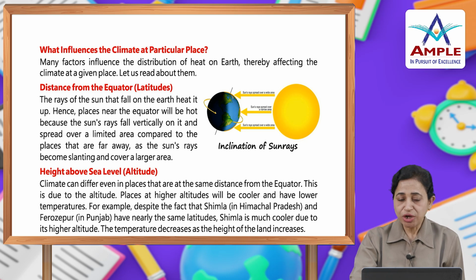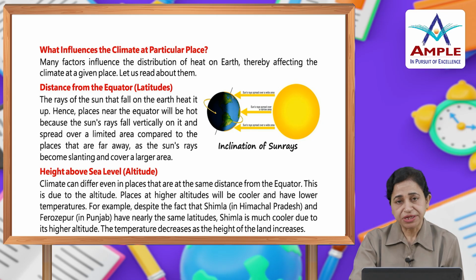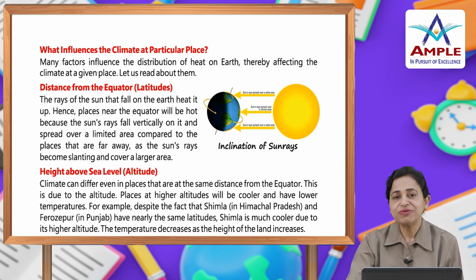Height above sea level, altitude. Climate can differ even in places that are the same distance from the equator. This is due to altitude. Places at higher altitudes will be cooler and have lower temperatures. For example, despite the fact that Shimla in Himachal Pradesh and Firozpur in Punjab have nearly the same latitudes, Shimla is much cooler due to its higher altitude, and the temperature decreases as the height of land increases. जैसे जैसे height बढ़ती जाएगी temperature गिरता जाएगा.